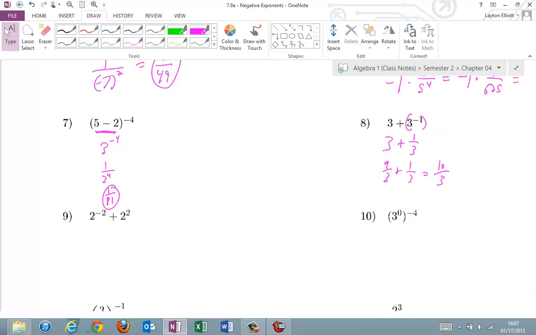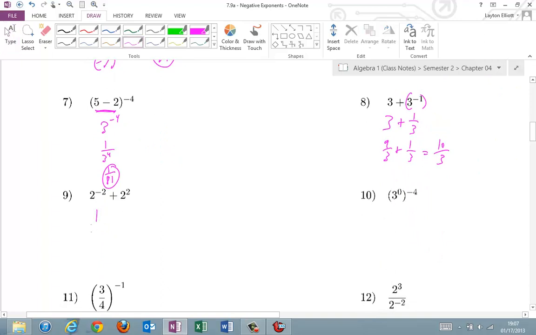Number 9, same idea. This is 1 over 2 squared plus 4, or 1/4 plus 4. Let's think about this one this way. That's really 4 and 1/4, which is the same thing as 17/4. 3 to the 0 is 1. 1 to the negative 4 is 1.